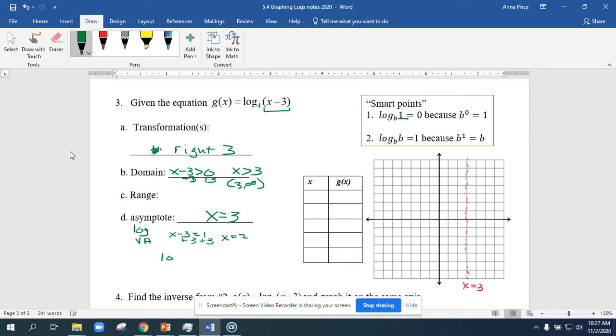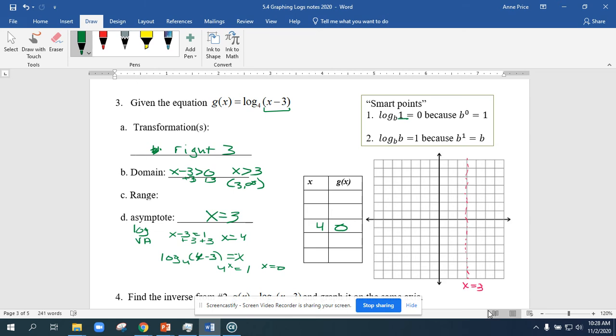So when I plug in the 4, 4 minus 3, I get log base 4 of 1. If you don't know what that equals, you could convert it. So 4 to the x equals 1. Well, then x has to equal 0. Okay, so when I plug in the point 4, I get 0 out.